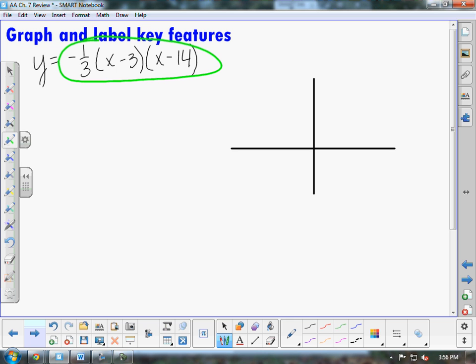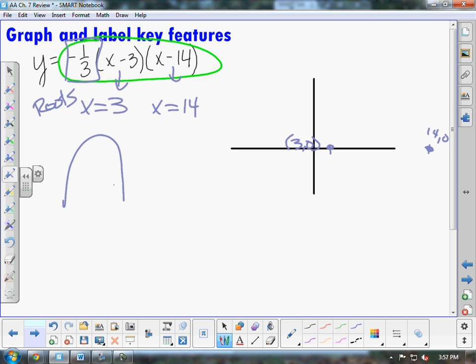If not, you should understand that in this case, x equals 3 is one of the roots or zeros. And in this case, x equals 14 is the other root or zero. So then at 3, 0, there's a root. And at 14, 0, there's a root. And because our value out here is negative, we know this is a parabola going like that.